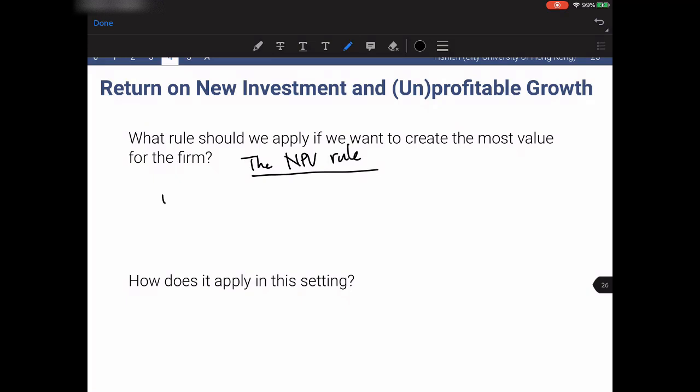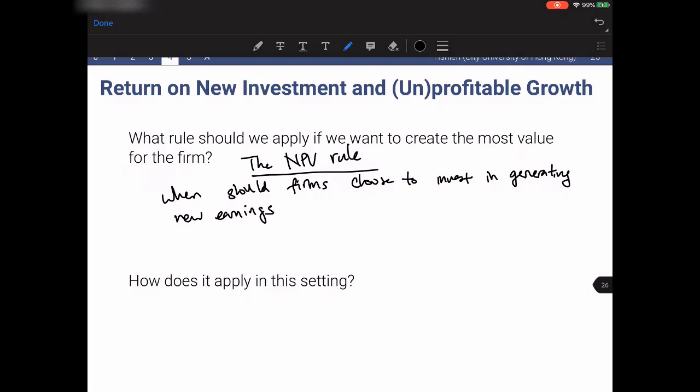So in other words, when should firms choose to invest in generating new earnings, right? In other words, when should they retain their earnings rather than pay it all out to their shareholders?